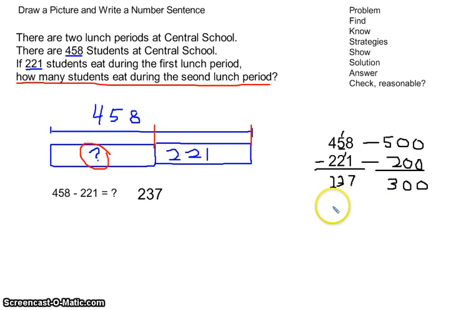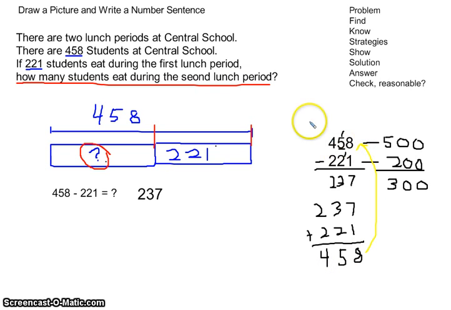The other way to check this is to go back and add 237 plus 221. So we're just reversing. We're going to add these two little blocks together, this block and this block. And we do 7 plus 1 and we get an 8. And 3 plus 2 is 5. And 2 plus 2 is 4. And I check, does 458 match what I started with? Does this match what it says in the problem? Yeah, so now I've checked my answer, I have my reasonable solution.